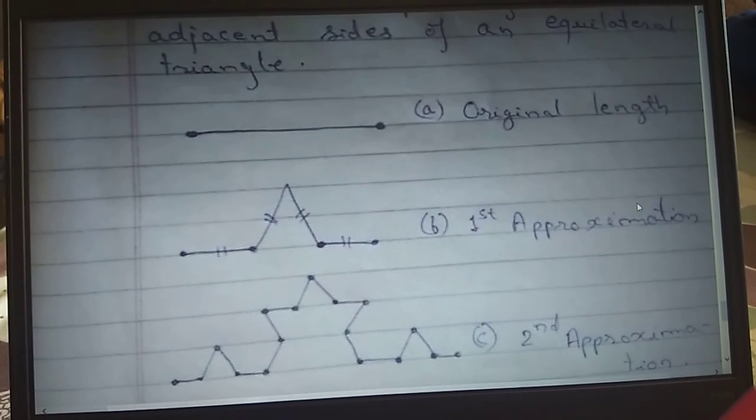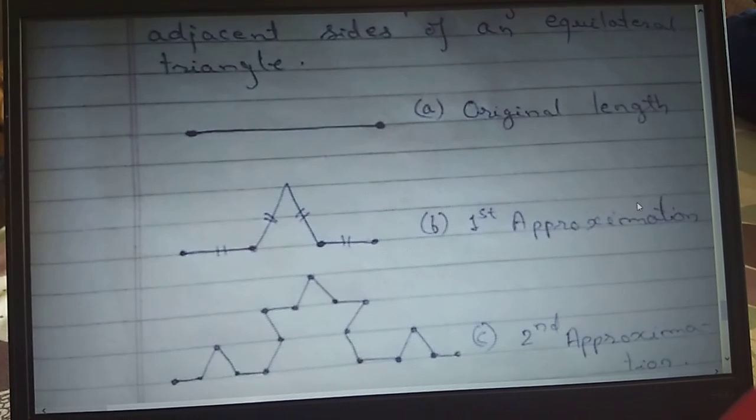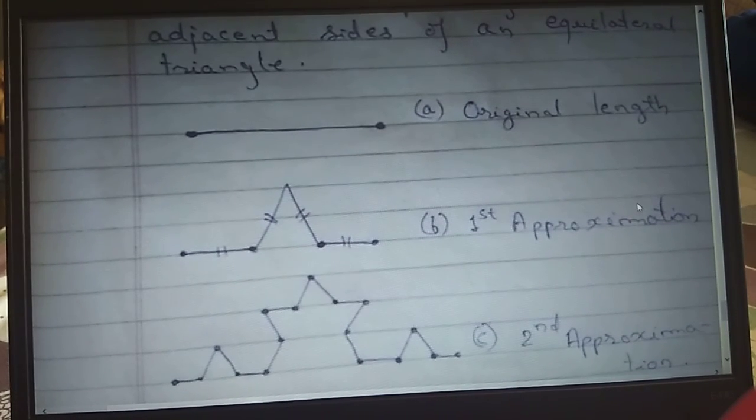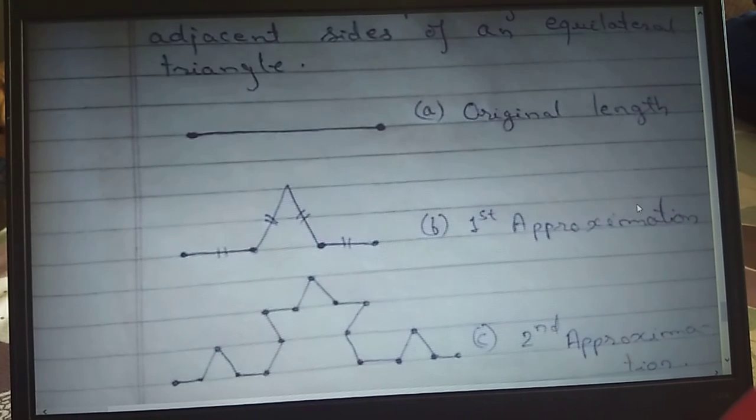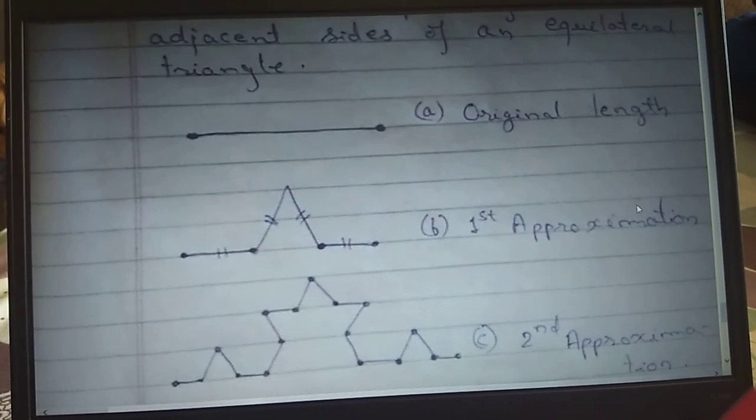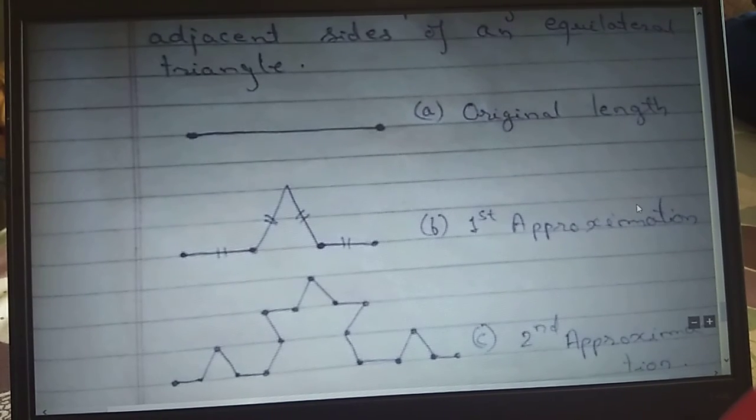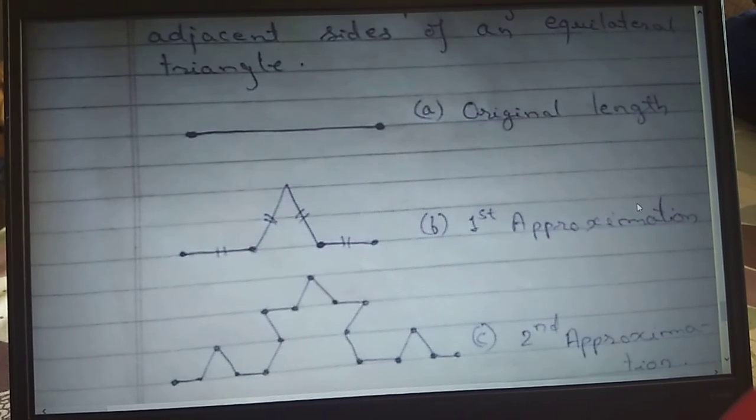So let me repeat once: what is the triadic Koch curve, and how to draw it? For drawing this we start with a line segment and then go on dividing the line segment into 3 equal parts. See, the line is divided into 3 equal parts, each 1 by 3 of the original length. Then we replace the central third part by 2 adjacent sides, which form an equilateral triangle. After that we get the new length as 4 by 3, and so on.